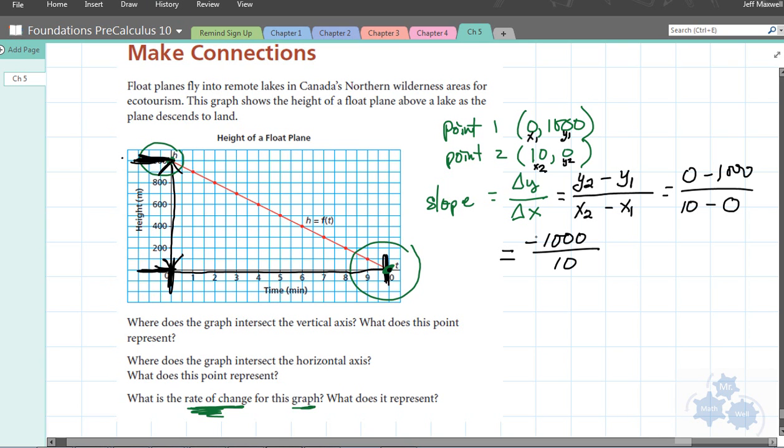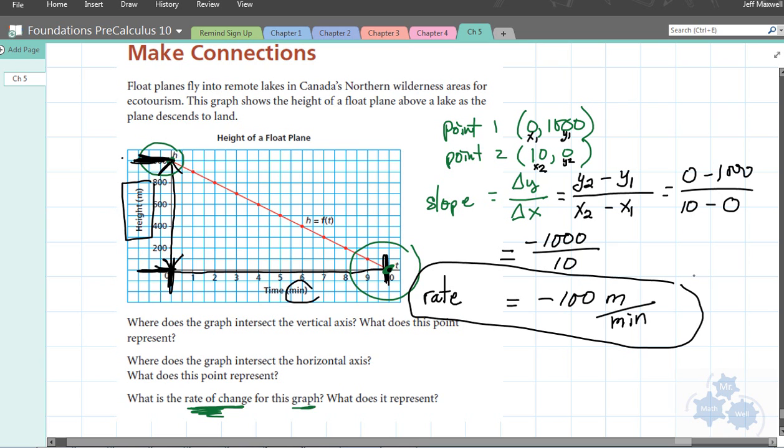And yes, this negative is important because when we have a slope that goes down from left to right like this, that is a negative slope. Maybe it makes more sense if you think of it as a negative rate of change. So if we finish this off, what is that? That's negative 100. And what would my units be for this rate of change of this plane? What are the vertical units? Meters per minute. Good. So the slope or the rate of change is negative 100 meters per minute.